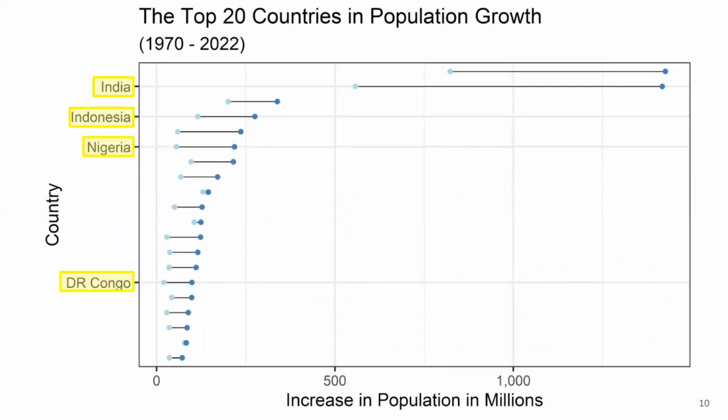This graph highlights the top countries in the graph of the top 20 countries in population growth. It highlights the countries that have around a 1.5% or more population increase per year. Those countries are the DR Congo, Nigeria, Indonesia, and India.